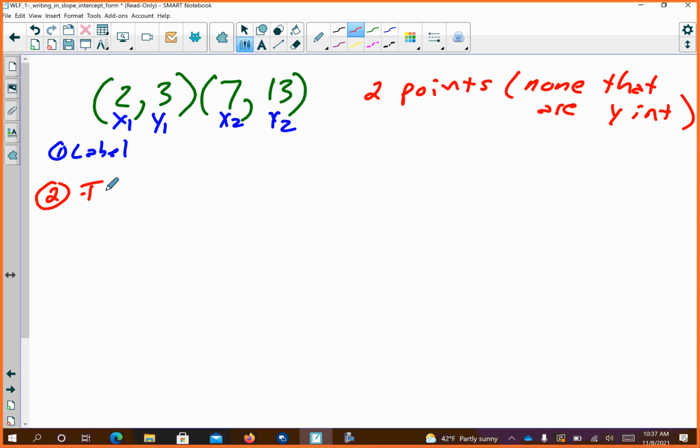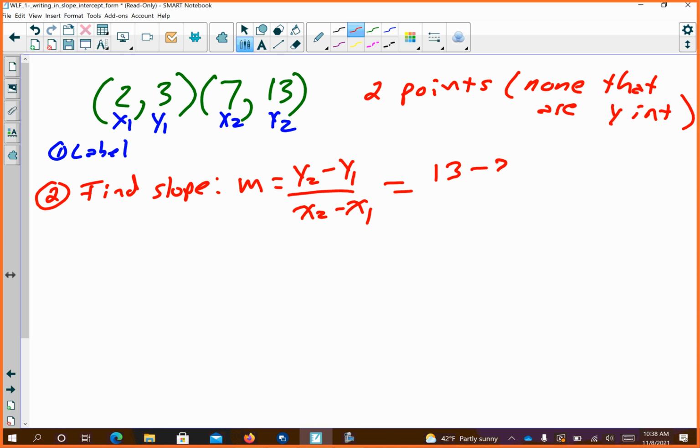Second step, find slope. Okay, and the slope equation's this. Agree? Don't drop it. It doesn't work better when you drop it. All right, so we're going to find the slope. So I'm going to plug in the values that we labeled. So I have 13 minus 3 over 7 minus 2, which is going to give me 10 over 5, which I could reduce to 2. Let's just reduce it to 2, and that's my slope.